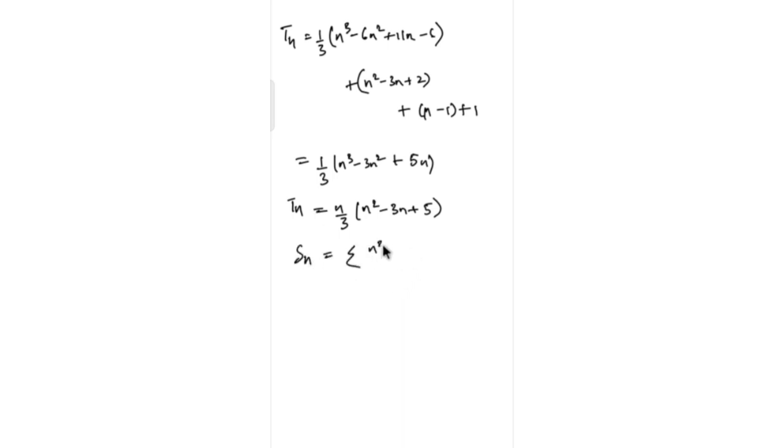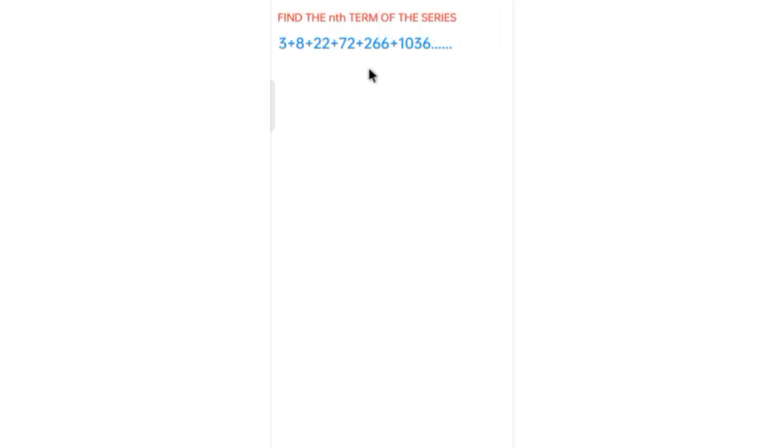So for getting Sn, you can just put sigma to this: sigma of n cube by 3 minus 3n square by 3 plus 5n by 3. You can just put sigma to this and find the Sn value also. So this is how you do it. And this is the last question.